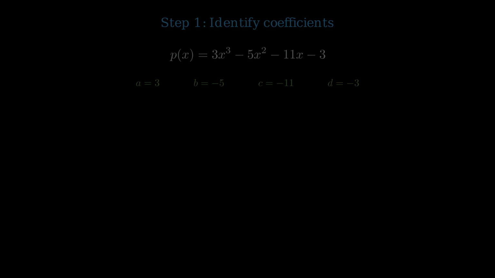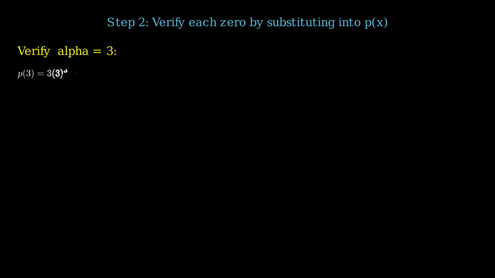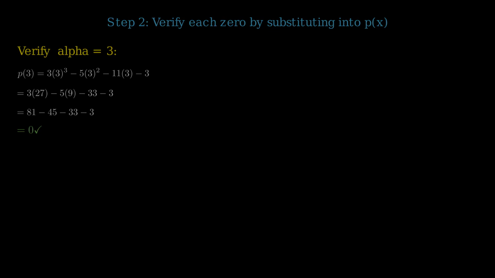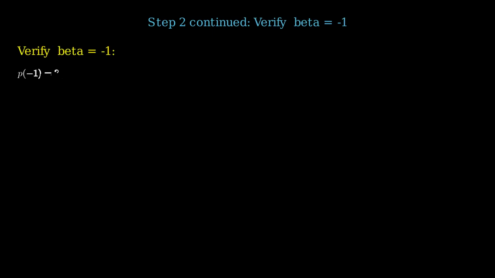Step 2. Verify each zero by substituting into the polynomial. To verify alpha equals 3, p of 3 equals 3 times 3 cubed, minus 5 times 3 squared, minus 11 times 3, minus 3. That is 3 times 27, minus 5 times 9, minus 33, minus 3. Equals 81 minus 45 minus 33 minus 3. Equals 0. Alpha equals 3 is confirmed as a zero.